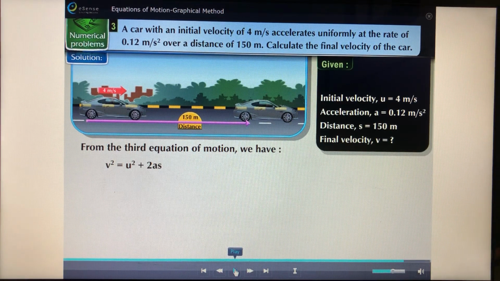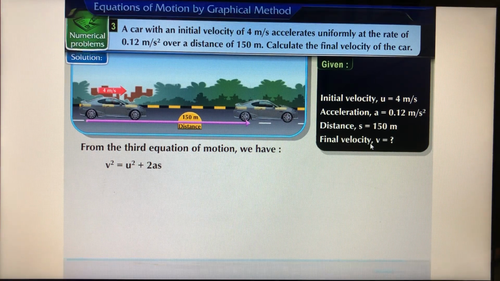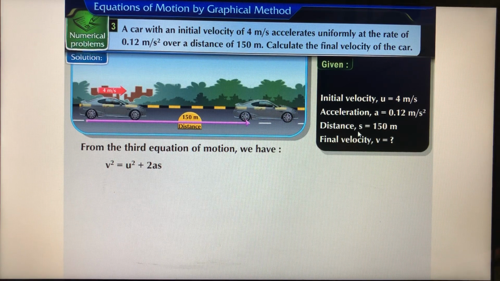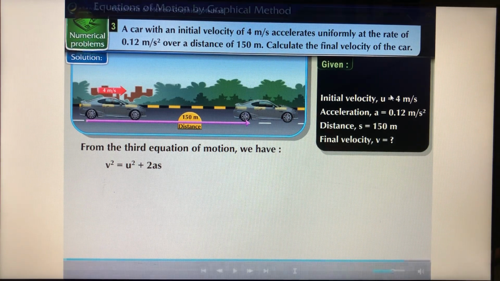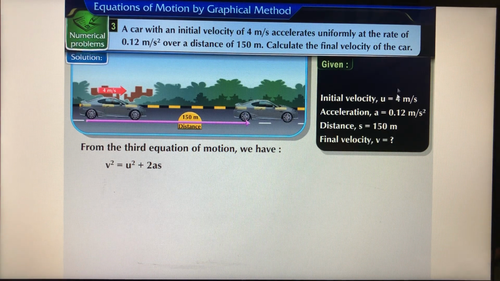Some students have thinking like this. Sir, why can we not use the first equation v is equal to u plus at? Actually here v is there. So v is equal to u plus at. Of course u is given, a is given. But my dear friends, here t is not given. So your thinking is wrong. Time is not given here. Otherwise we can easily use v is equal to u plus at. So here time is not given, so compulsorily we have to use this formula, v square is equal to u square plus 2as.